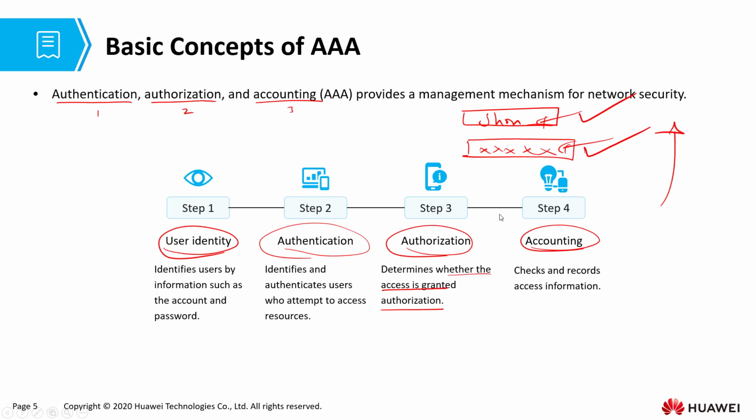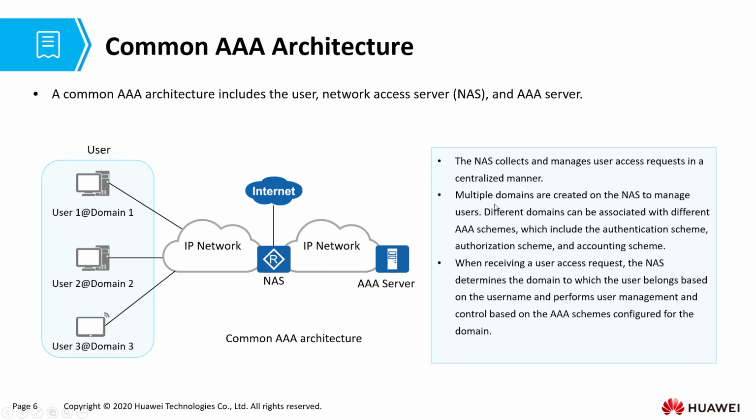Now, as you can see, AAA needs some kind of elements. There are some objects, some players that we need for AAA to be able to function. This is the common AAA architecture. There is going to be some user on some end who wants to access some network resources, and they are accessing them through a network access server, and there is a AAA server deployed somewhere on the network, probably in the data center, probably in the cloud, as long as there is connectivity between the network access server, which is the device that you access the resources you want to access through.